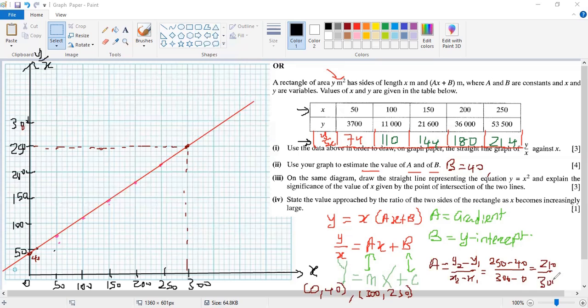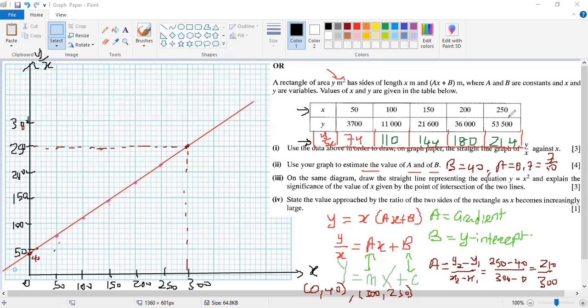210 over 300. So 210 over 300 is 0.7 or 7 over 10. So a is about 0.7. You can use it as a decimal or a fraction. Reduce to lowest terms. Done.